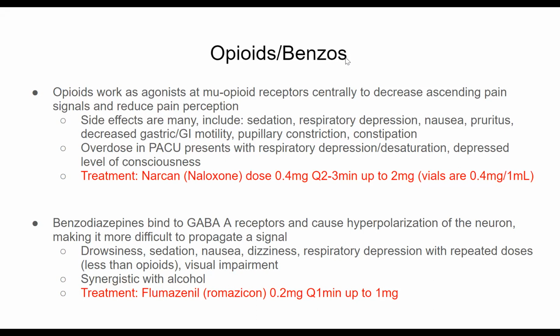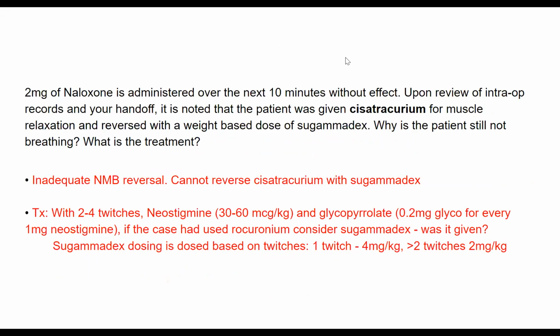And benzos, just a refresher, work on the GABA A receptor and actually cause a hyperpolarization of the neuron. So it makes it harder to generate an action potential for the nerve cell. And it presents similarly to opioids in terms of sedation, dizziness, and respiratory depression, and flumazenil again is a reversal there. So let's say we do that. We gave our naloxone. I didn't put it here, but we gave some flumazenil because the naloxone didn't work right away. But we don't really see an effect.